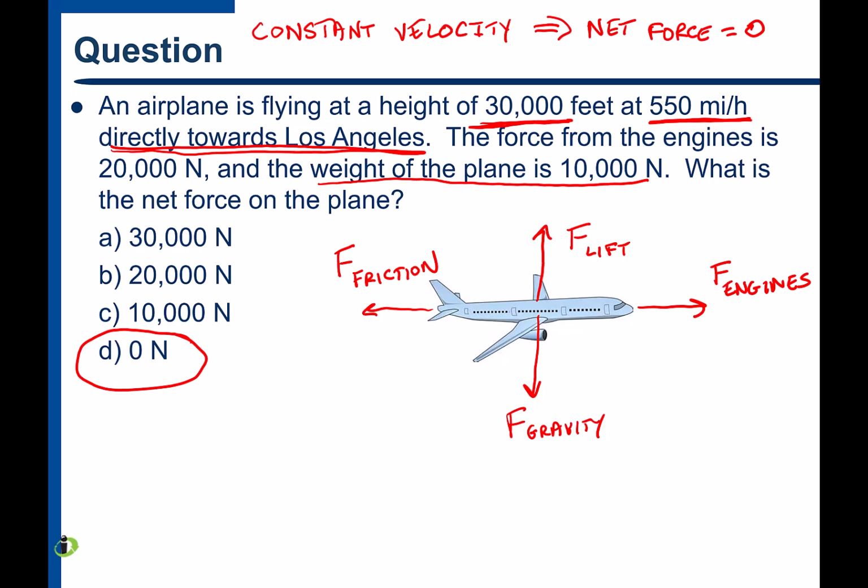So again, when the plane is going at a constant velocity, the only thing the engines are doing is just overcoming that force of air resistance or force of friction. So the key thing is, as soon as you know the object's moving with constant velocity, you know the forces have to add up to zero.